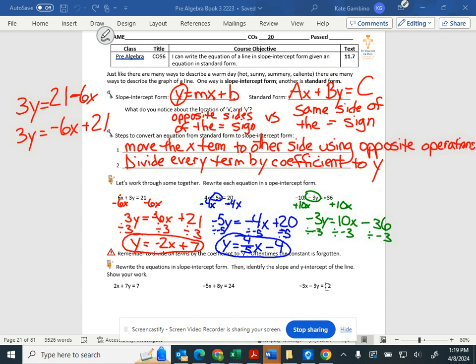Negative 3 divided by negative 3 leaves me with a y. What is 10 divided by negative 3? What is my m? Gabe? Negative 10 over 3x. Negative 36 divided by negative 3 is a positive 12. Because minus 36 is a negative 36. So if it's a minus number, remember that's a negative. So negative 36 divided by negative 3 is a positive 12. Does this make sense?